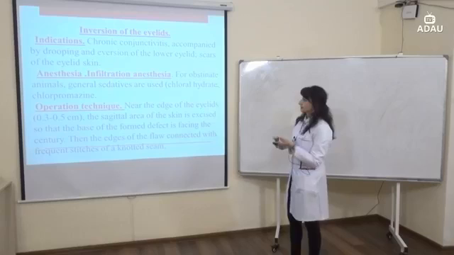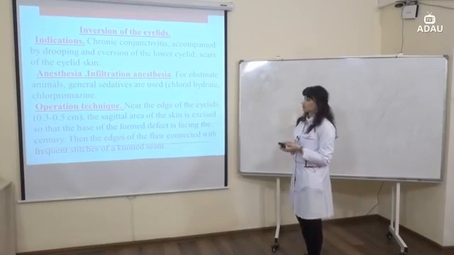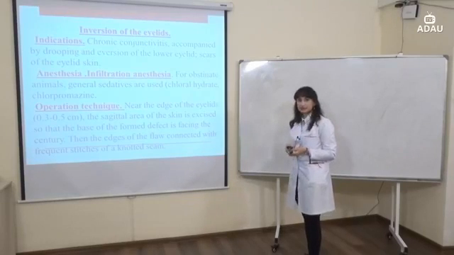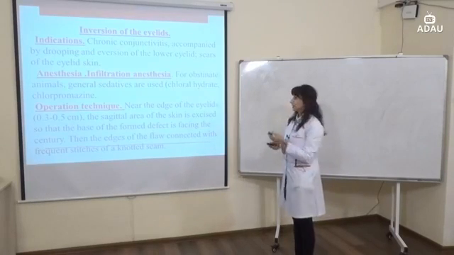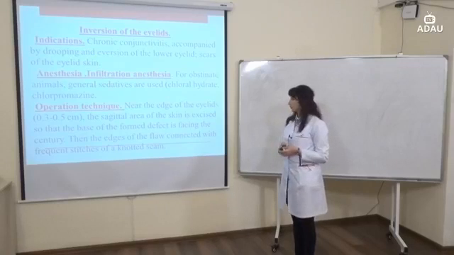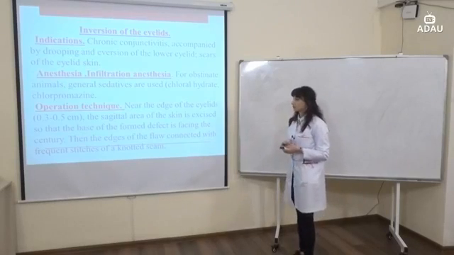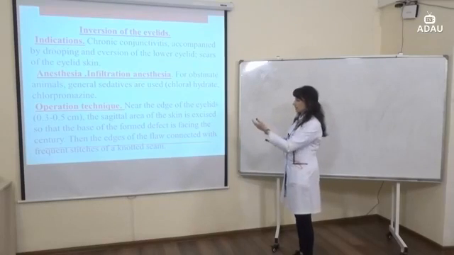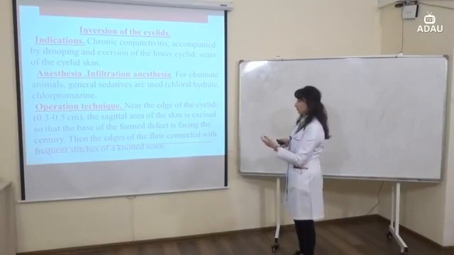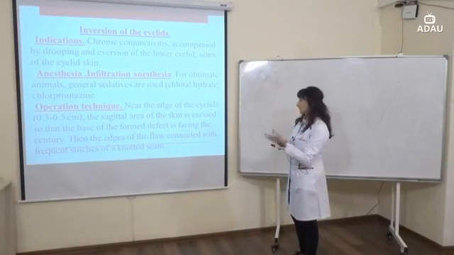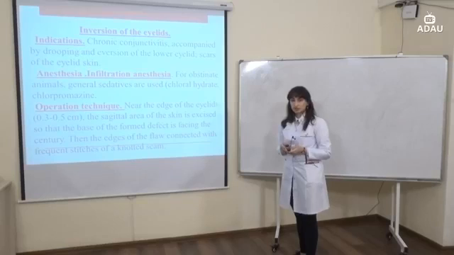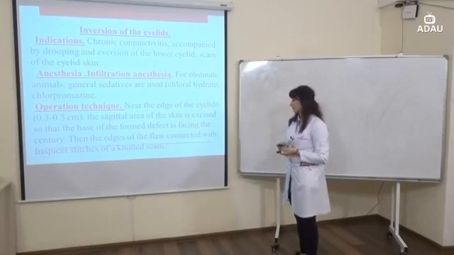Inversion of the eyelids. These indications we use during chronic conjunctivitis, by dropping inversion of the lower eyelid. For anesthesia, large animals are fixed in the machine, and we use chlorpromazine, aminazine. About the operation technique, near the edge of the eyelid, 0.3 to 0.5 centimeters, a sagittal fold of the skin is formed so that the base faces the defect, and then the edges of the flap are connected with knotted stitches.